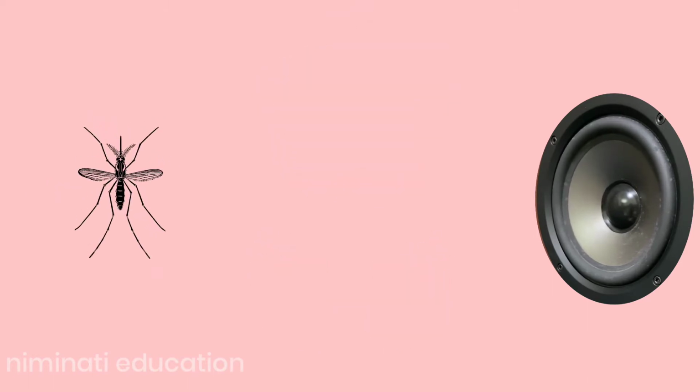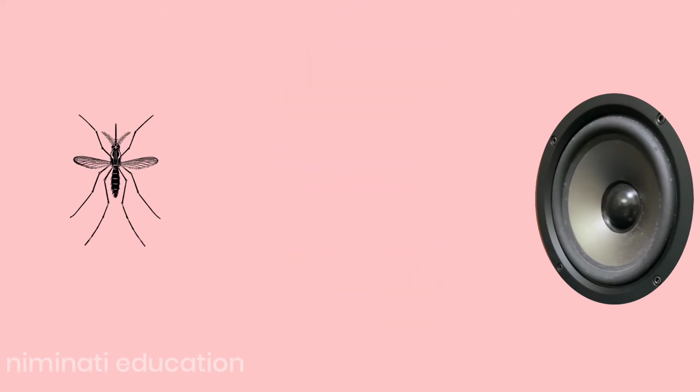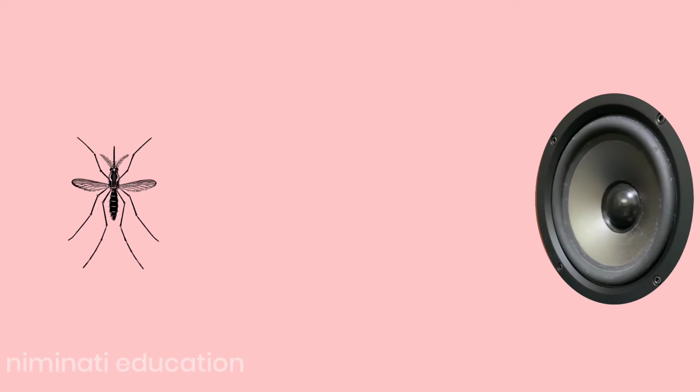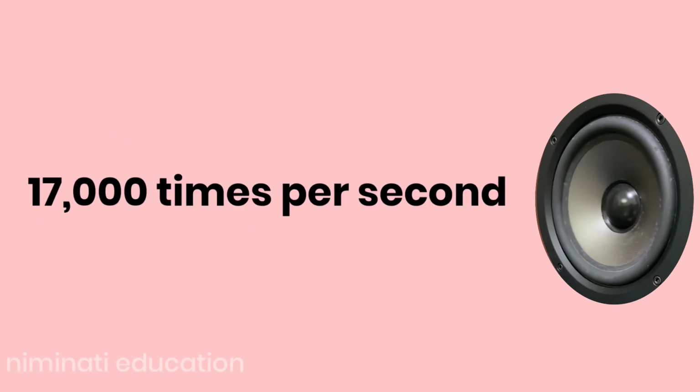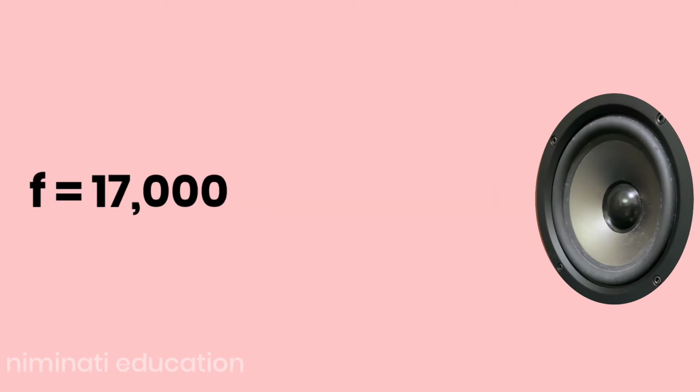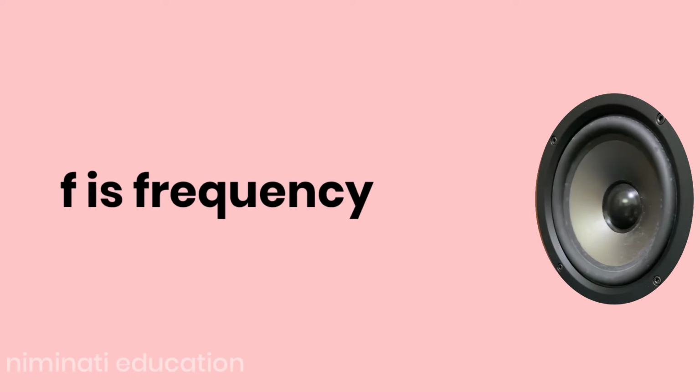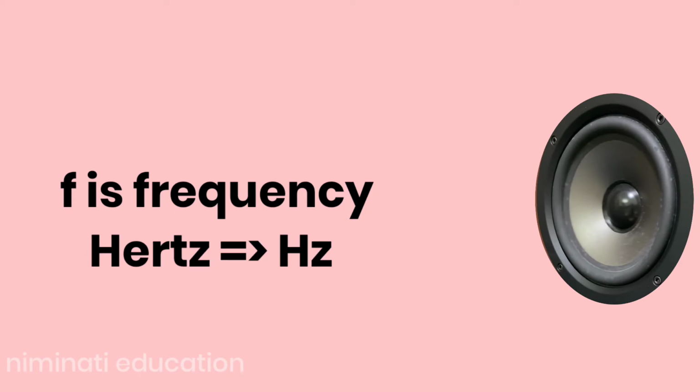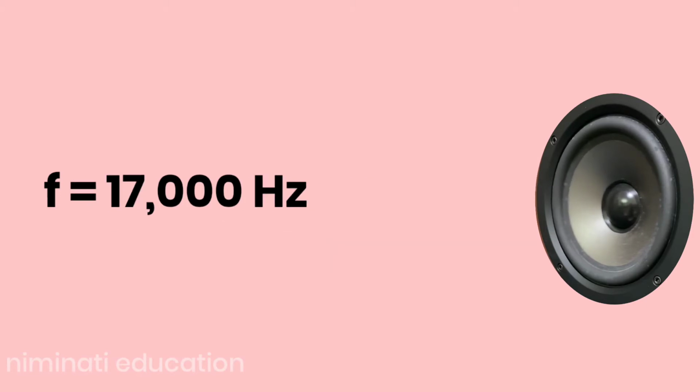You may have heard a mosquito. To produce a mosquito sound, the speaker would have to move at 17,000 times per second. Isn't that amazing? This means f is 17,000. This f is called frequency and its unit is hertz and denoted by Hz. So we can say that mosquito sound has frequency of about 17,000 hertz.